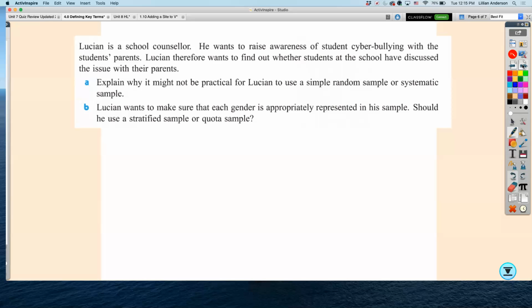Okay. Quota, for one, if you want to make sure that both genders are represented, you are going to have some bias, because you're trying to collect from a particular group of students that are being cyberbullied. Then, once you actually have that group, you'll need to split them based off of their gender. Very good. Questions on this one?